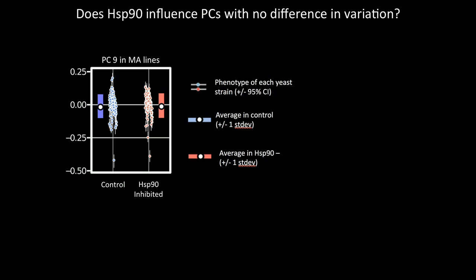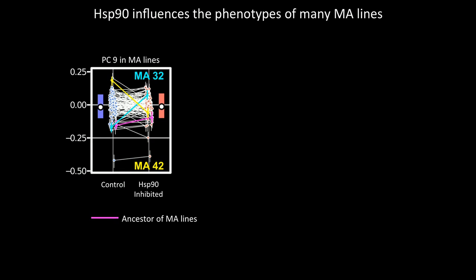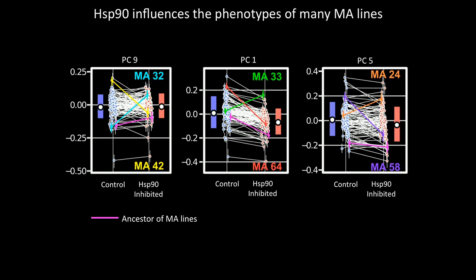So I'll show you that by drawing a line connecting the point representing the phenotype of a yeast strain in the control condition to its phenotype in the inhibited condition. And you can see not all of these lines are horizontal, so Hsp90 has an effect on the phenotype of some of these individual yeast strains. The strains that are most affected differ depending on what principal component we're looking at.